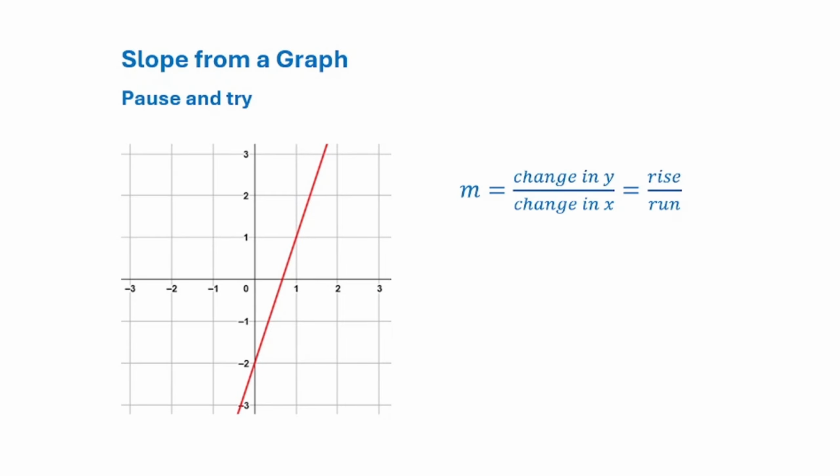Looking at the graph from left to right, the line goes up, so we expect a positive slope. Choose 2 points. From the first point to the second, we move up by 3 units, so the change in y is positive 3. Then we move right by 1 unit, so the change in x is positive 1. So the slope is 3 divided by 1, which is 3.